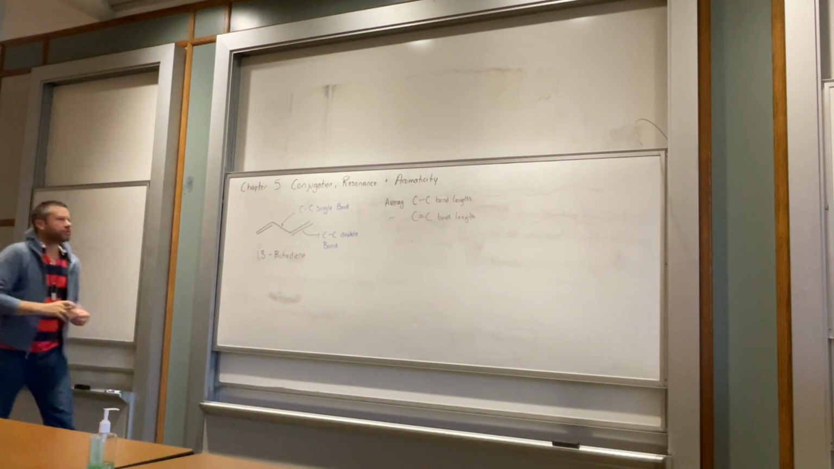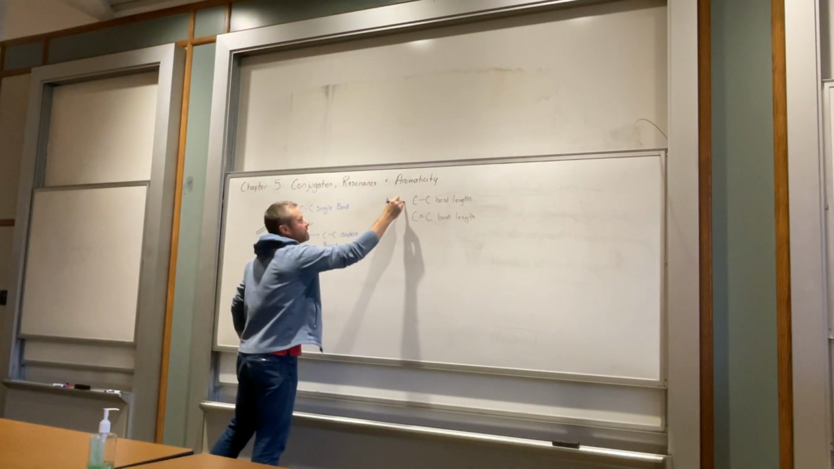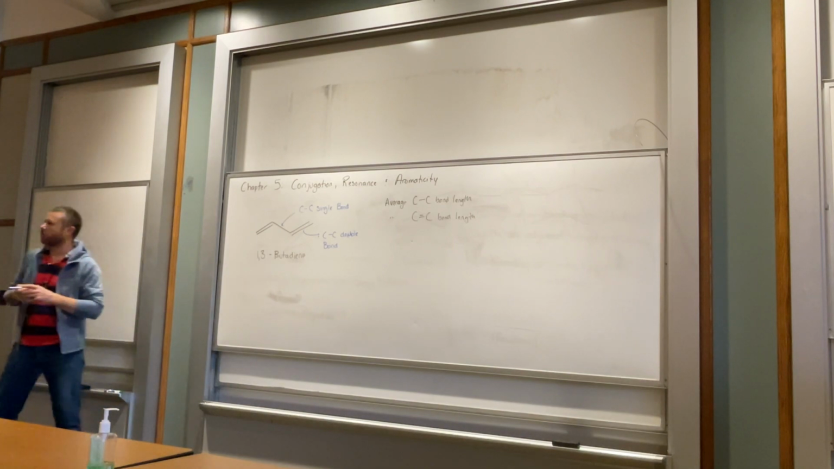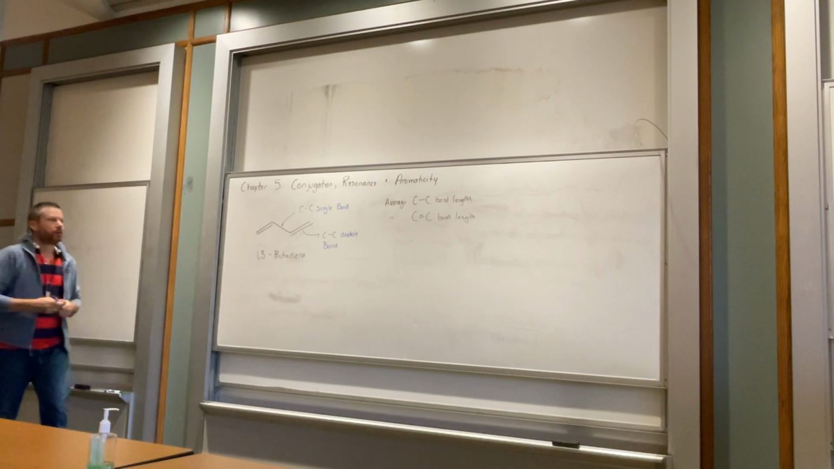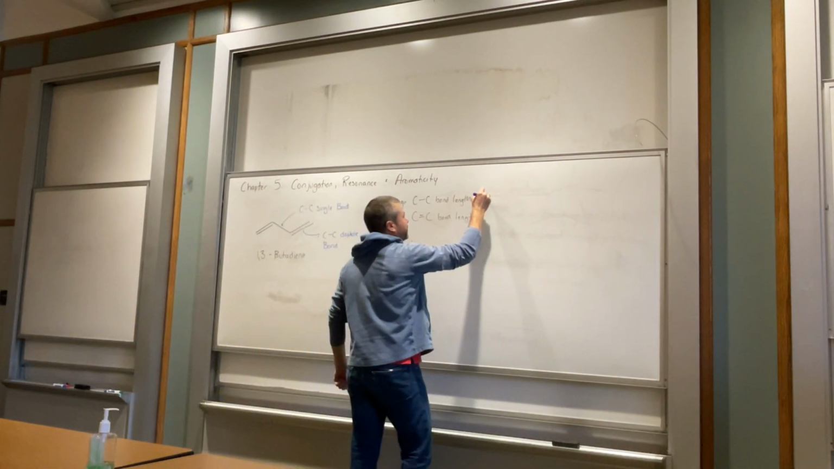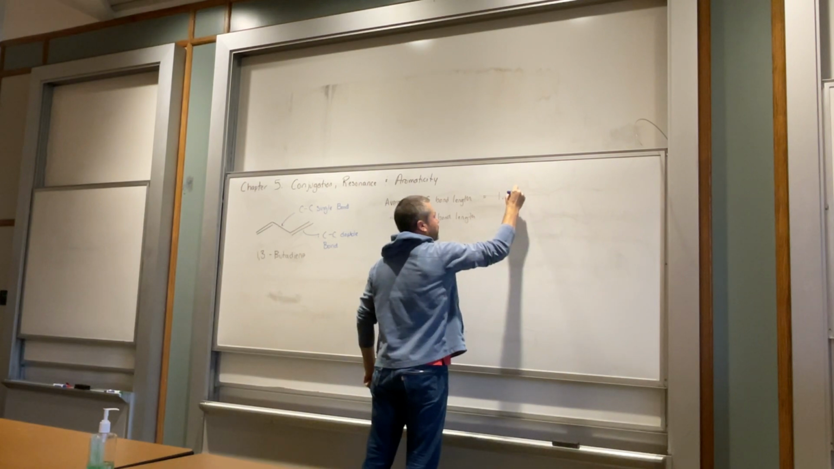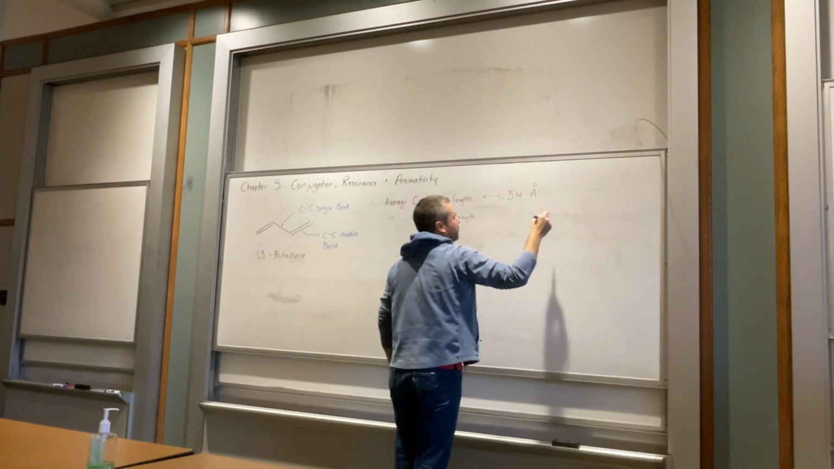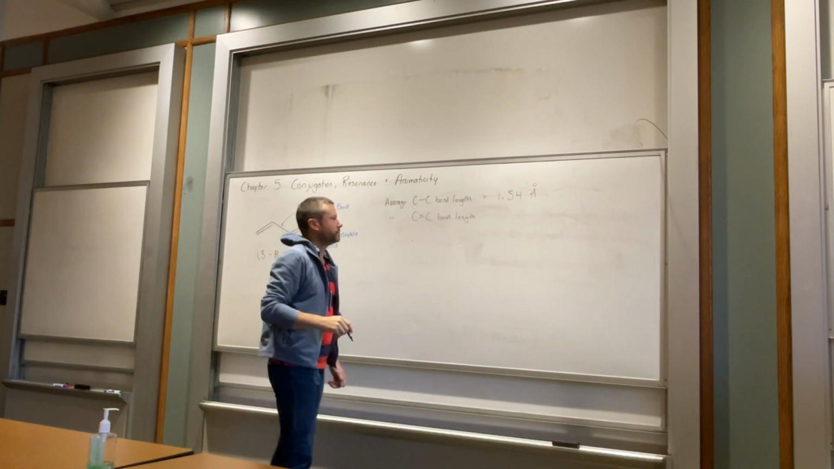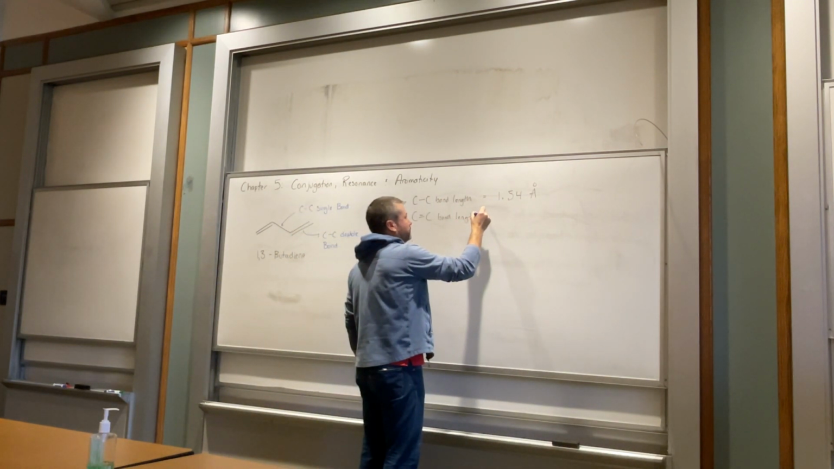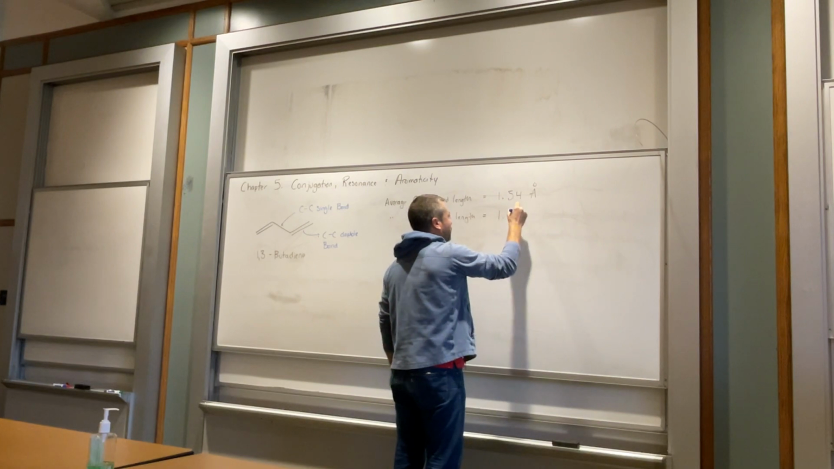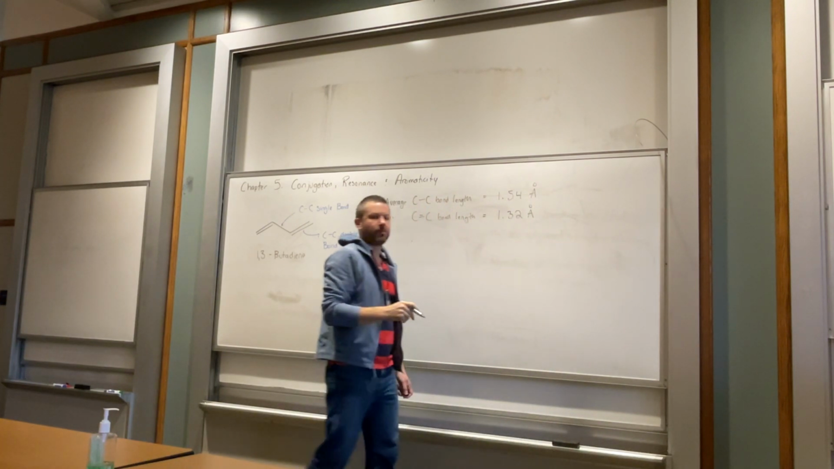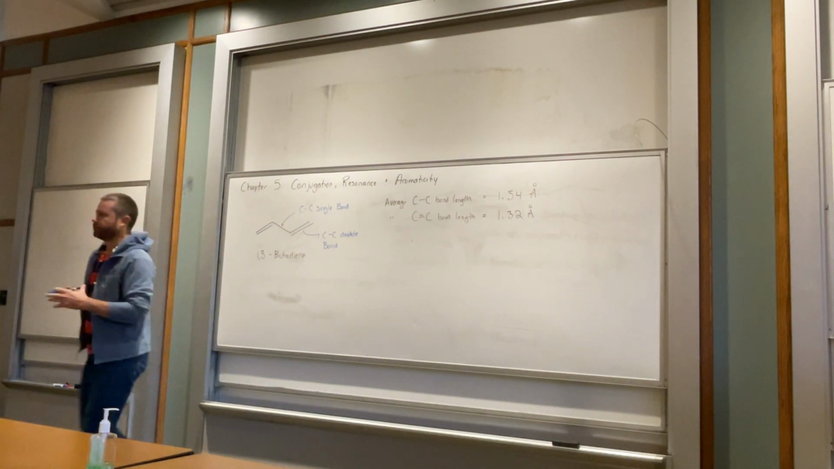And so we're going to identify the average bond length that we would expect for a carbon-carbon single bond and a carbon-carbon double bond. Do you know what these are? These are things you have to know. A carbon-carbon single bond is going to be about 1.54 angstroms, or 154 picometers. A carbon-carbon double bond is going to be about 1.32 angstroms.